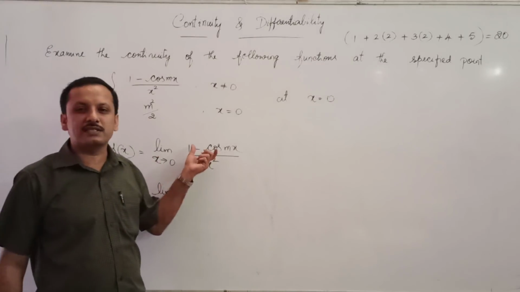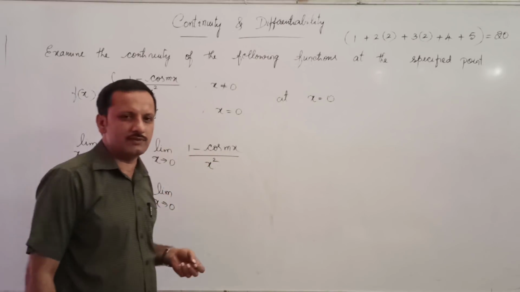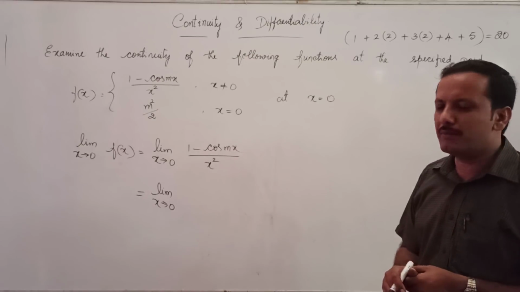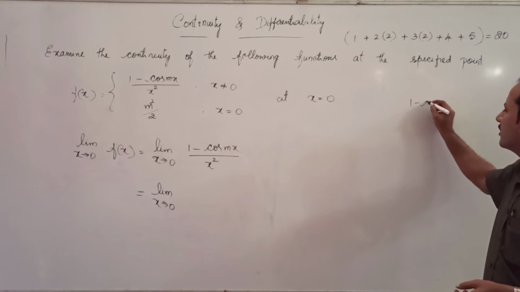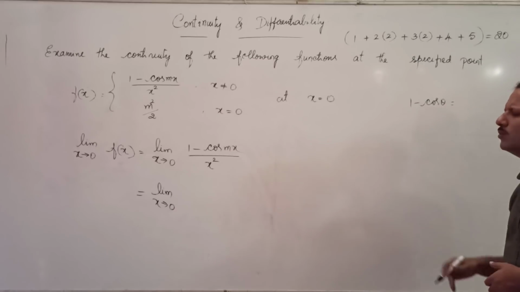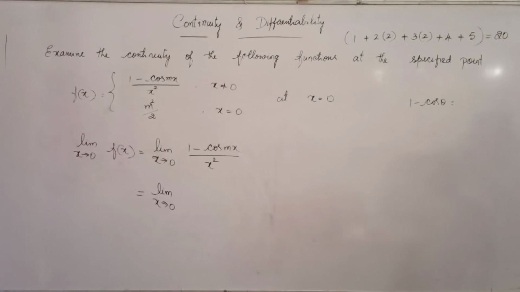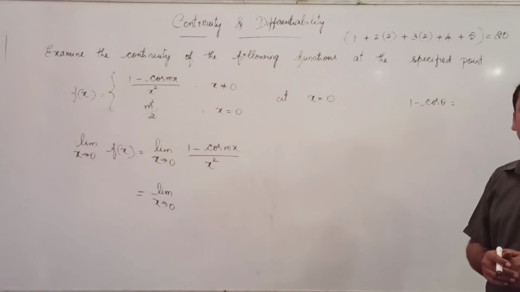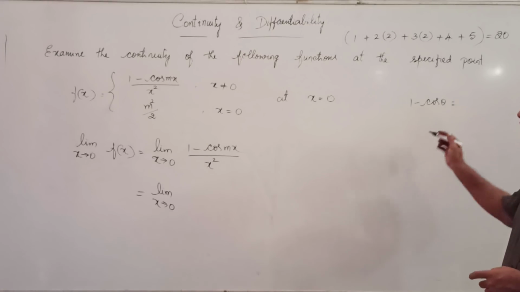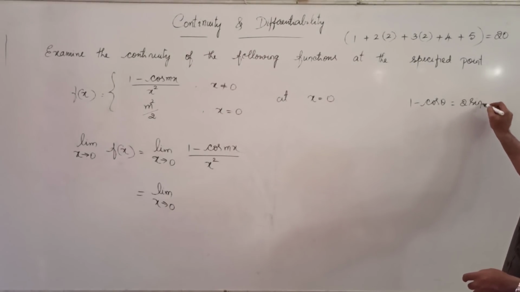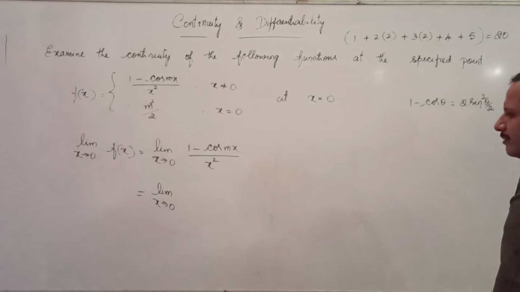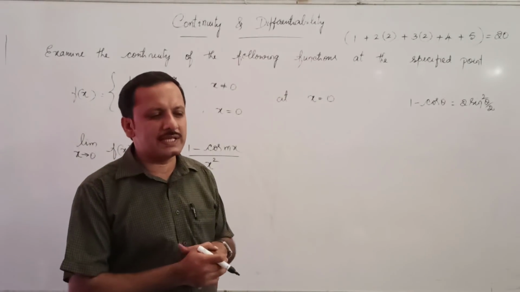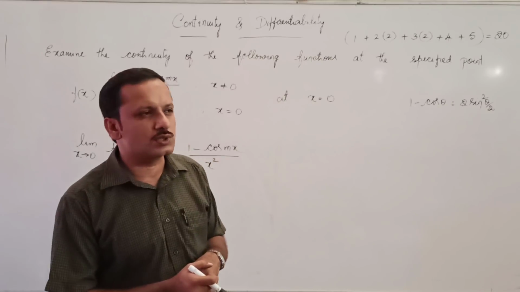So let us use some trigonometric formula which you have learned in the last year. 1 minus cos mx. So I can think of this formula. 1 minus cos theta is equal to, yes, you are right. 1 minus cos theta can be written as 2 sin square theta by 2. As we know, 1 minus cos theta is 2 sin square theta by 2 and 1 plus cos theta is equal to 2 cos square theta.